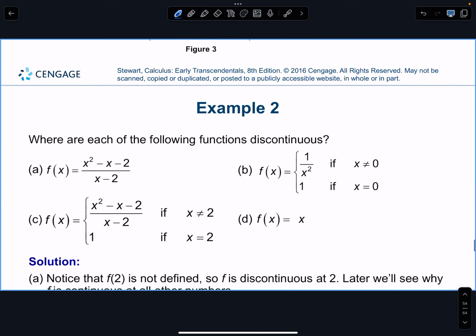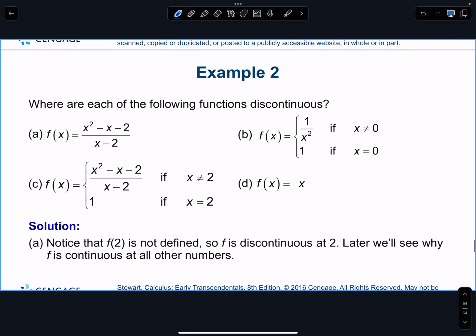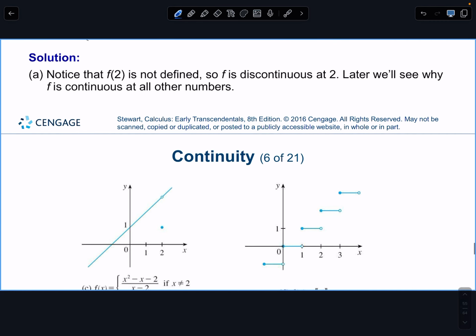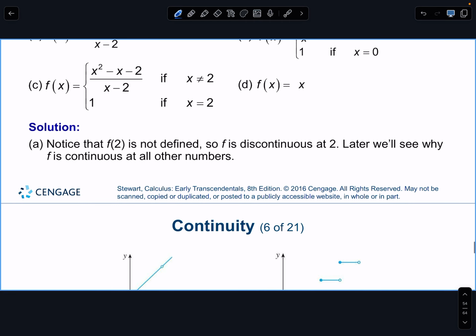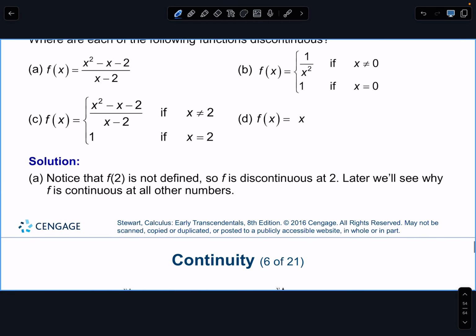Do we see graphs for C and D? Nope, I don't see them yet. Oh, here they are. Oh, here's something else. It's funny, this was meant to do this. I believe this is a typo. That's what's missing.